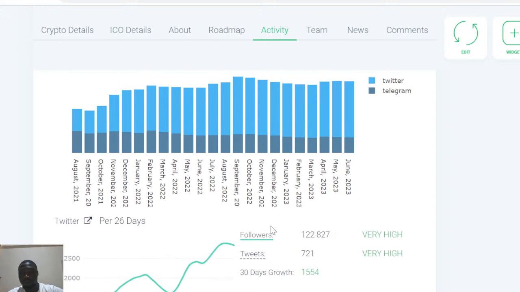They actually have high followers when looking at it in a real sense, and how to actually go about it. All these points are very important when talking about the crypto space, what we need to know about it, and how we can go about it.